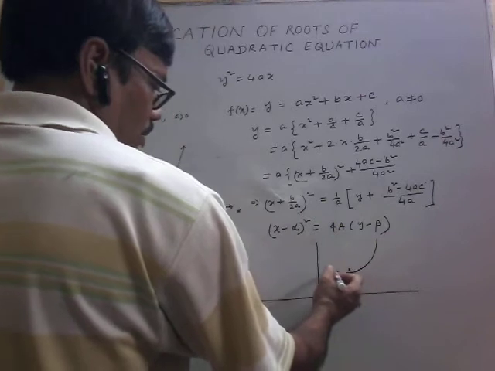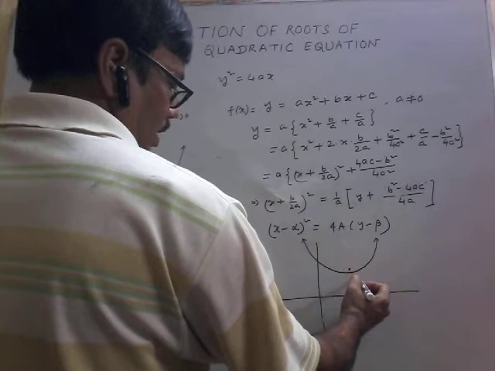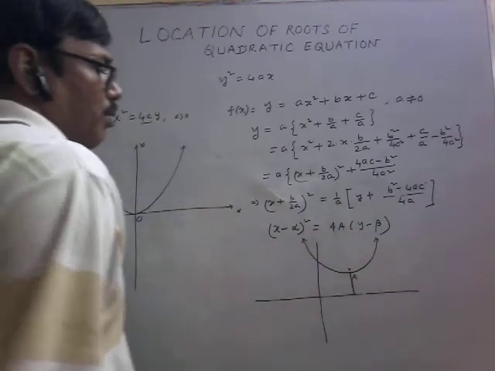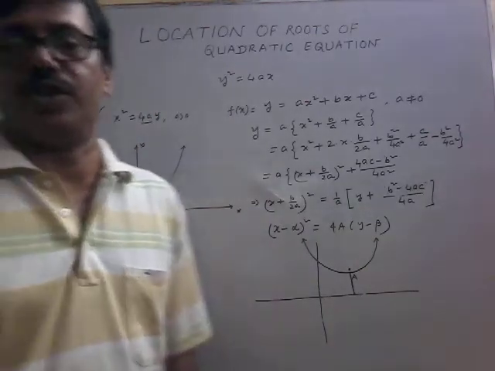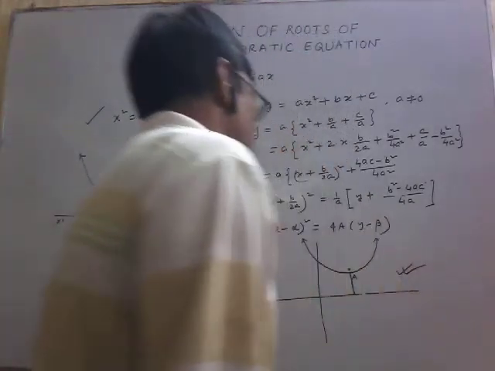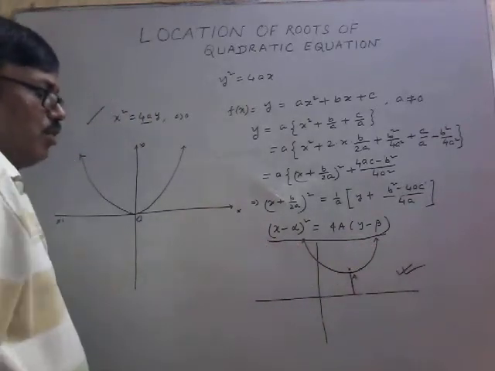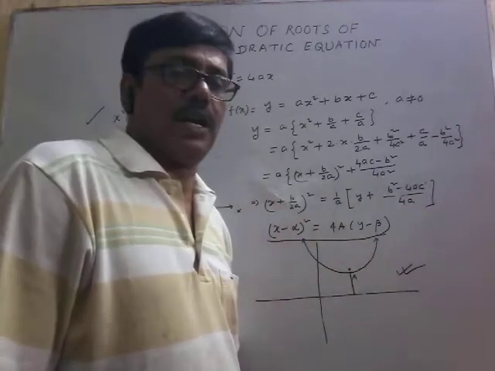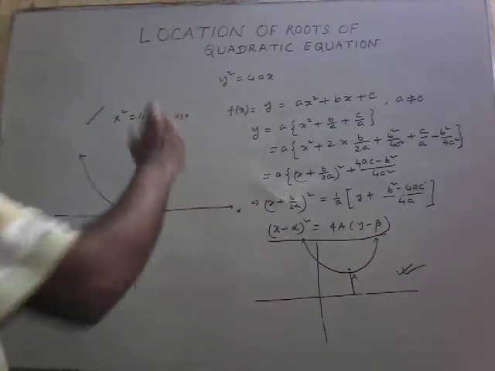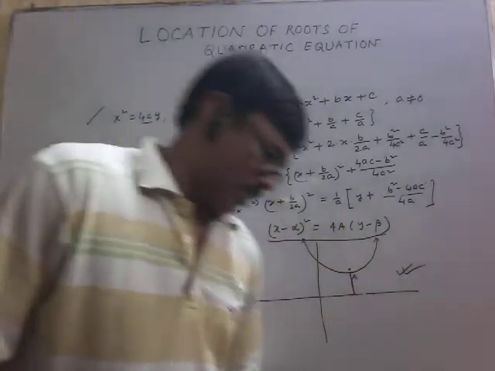So this will be the nature if a is greater than 0. So we need this idea. This is parabola, this one, whose vertex is (alpha, beta). So these are the basic ideas we need.